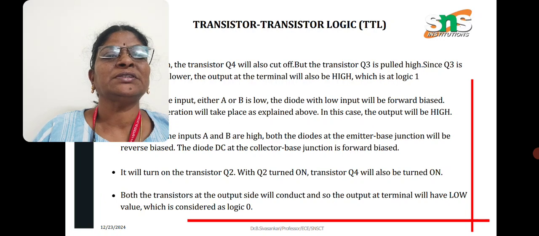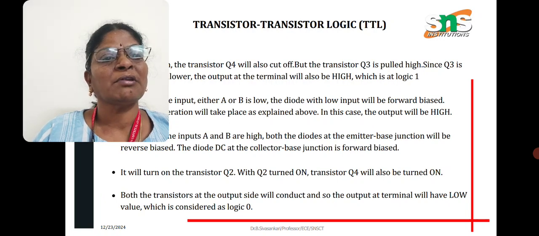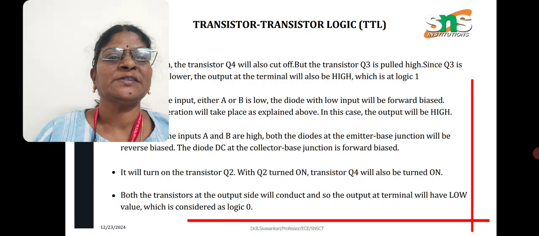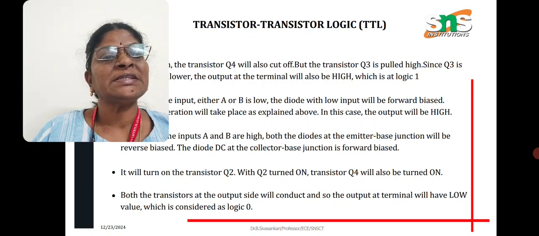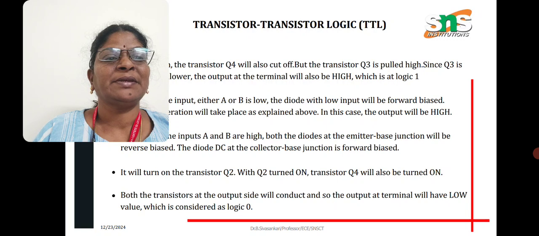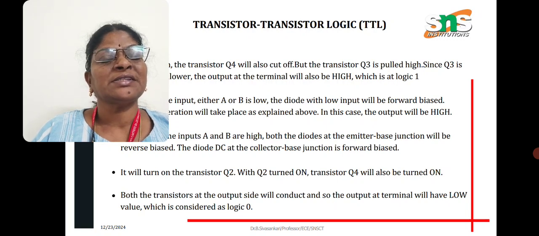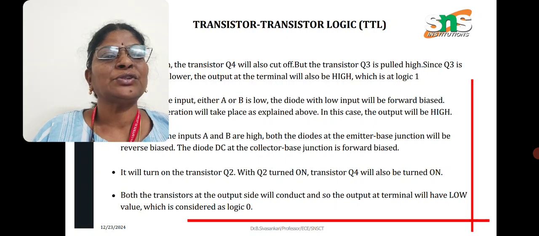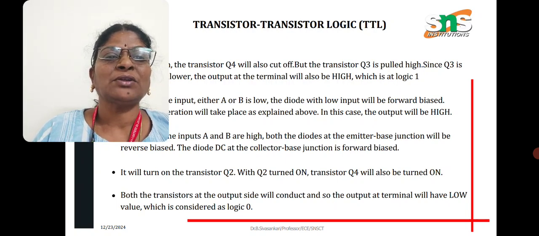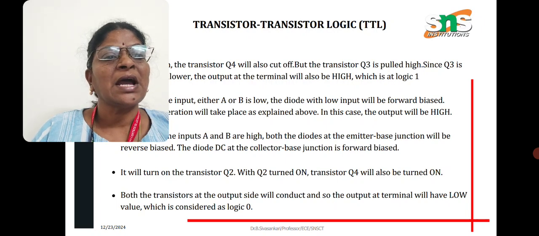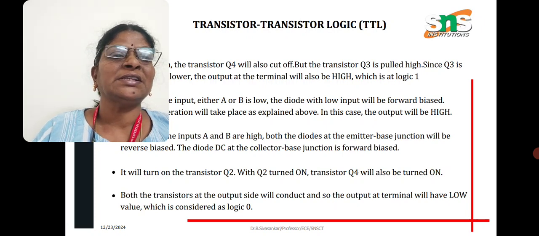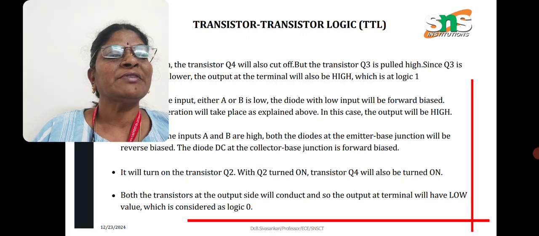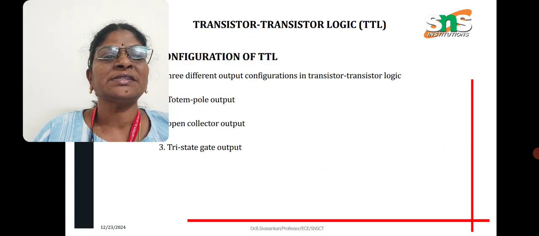So altogether, when the inputs A and B are high, both the diodes at the emitter base junction will be reverse biased. The diode DC at the collector base junction is forward biased. It will turn on the transistor Q2, and with Q2 turned on, transistor Q4 will also be turned on. Both the transistors at the output side will conduct, and so the output at the terminal will have a low value, which is considered as logic 0.